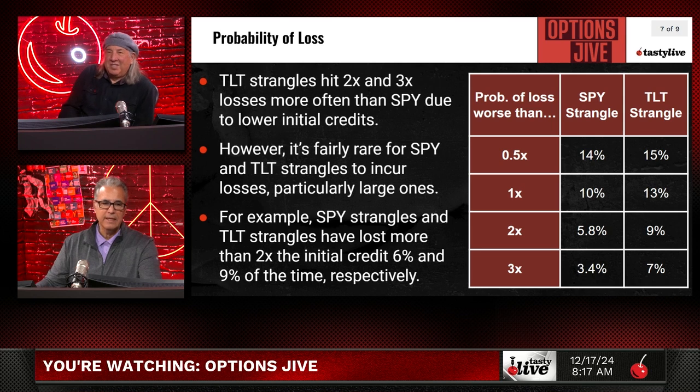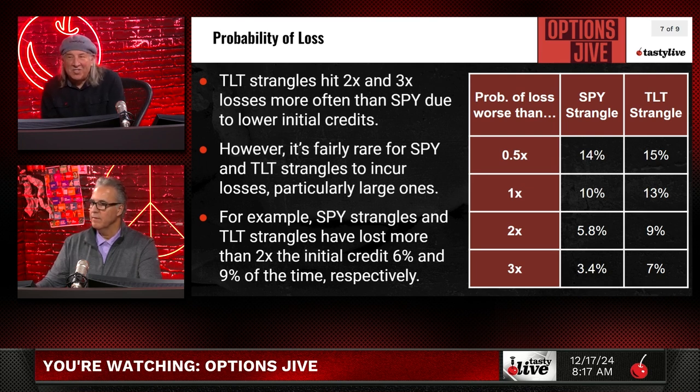So TLT strangles hit 2 times and 3 times losses more often than SPY due to lower initial credits. However, it's fairly rare for the SPY and TLT strangles to incur losses, particularly large ones. For example, SPY strangles and TLT strangles have lost more than 2 times the initial credit 6% and 9% of the time, respectively. So another thing we're looking at here is, if you have these lower vol indices, what are the chances of losing a significant amount?